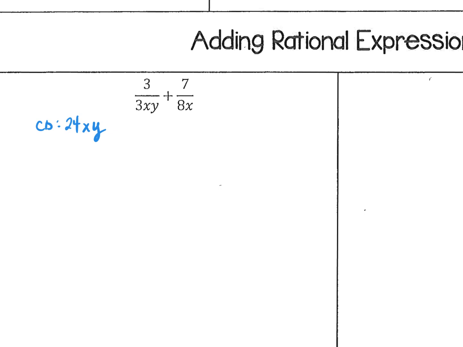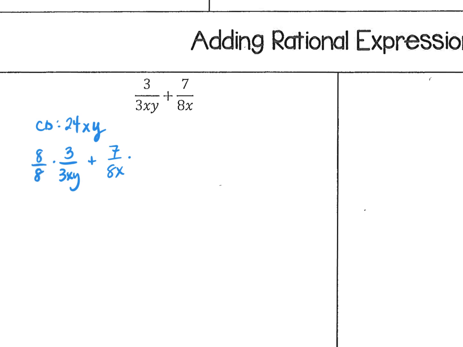So now you have to adjust. I want you to take the 3 over 3xy, the 7 over 8x, and figure out what you've got to multiply each one of those by. What do I need to multiply the 3 over 3xy by? Good. 8, right? It's the thing in that common denominator it doesn't have.